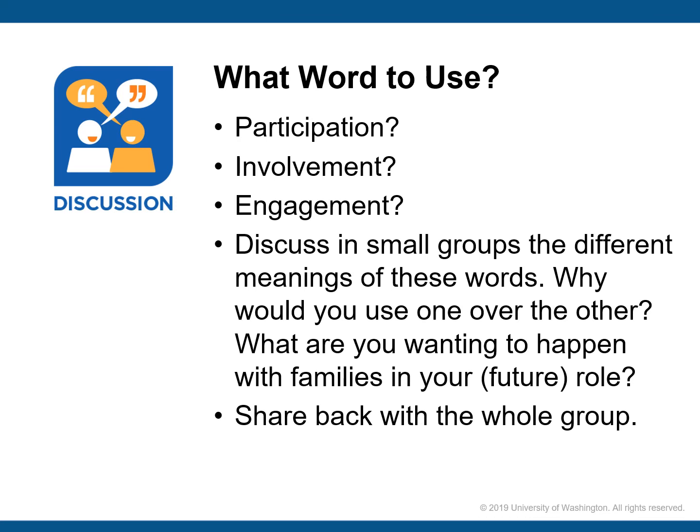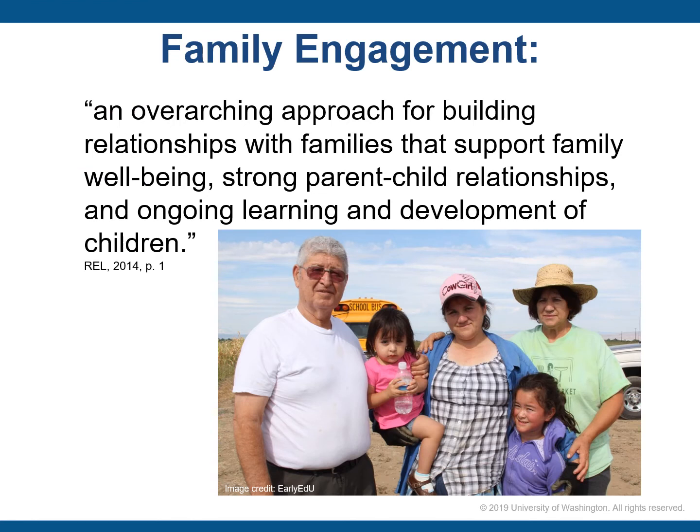Further, children's impulse control, their attention, their memory, their planning skills, that all play a critical role in school readiness, are actually fostered through family engagement. Here's a definition of family engagement. Family engagement is an overarching approach for building relationships with families that support family well-being, strong parent-child relationships, and ongoing learning and development of children. It covers three aspects of relationship building with families: family well-being, focus on the parent-child relationship, and the child's ongoing development.